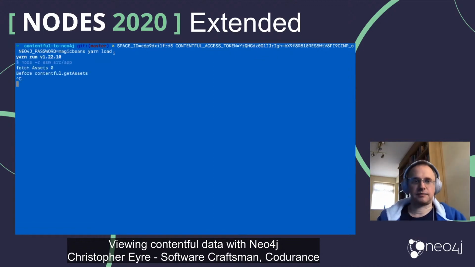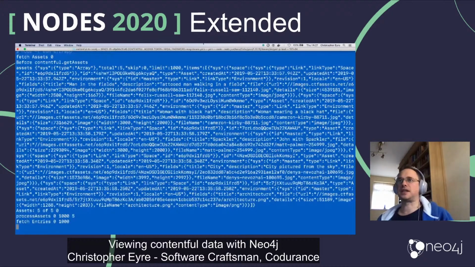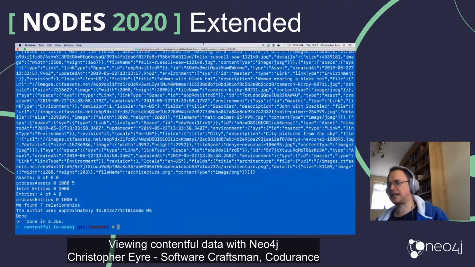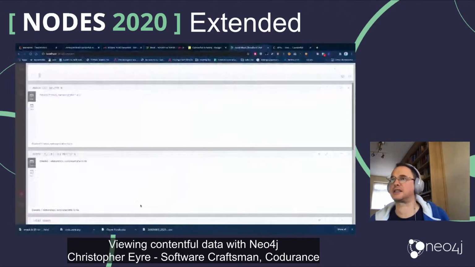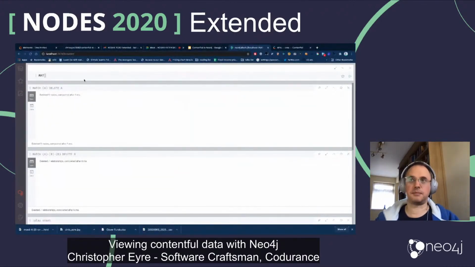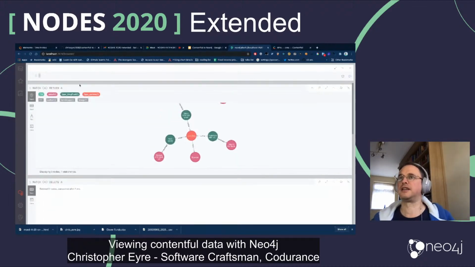Right, let's run that in. So it loads it in, fetches the Contentful data, and loads it into the graph database. And this requires 15 megs of RAM and took 3.5 seconds to load in. So I can do match A, return A, because I've got a nice small database. And then you end up with the entire content management system.